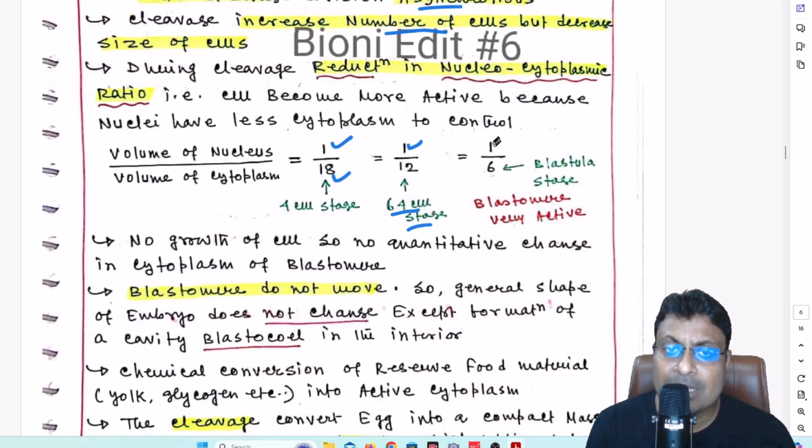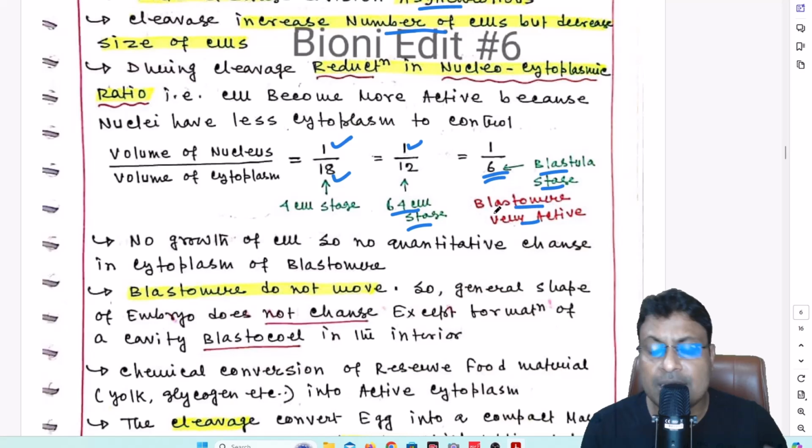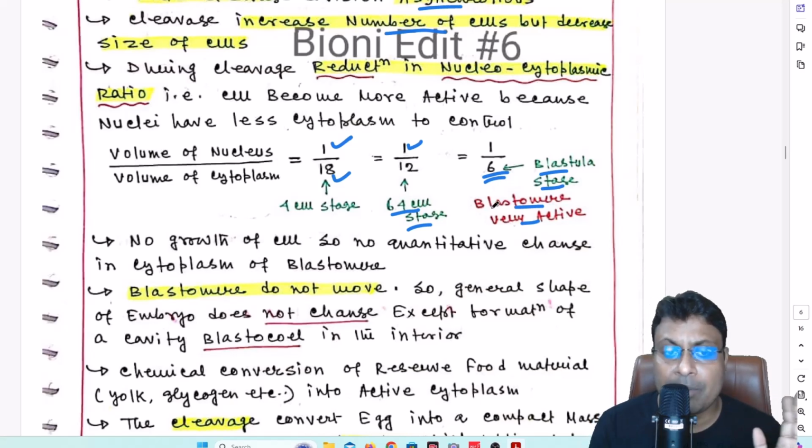And in the blastula stage, the ratio of the nucleus and the cytoplasm will be 1/6. So again the nucleus has very little cytoplasm, so this blastula remains very active, and the cells of the blastula, or the blastomeres, undergo morphogenetic movement, and this causes the formation of the gastrula, which contains 3 germ layers: ectoderm, mesoderm and the endoderm.